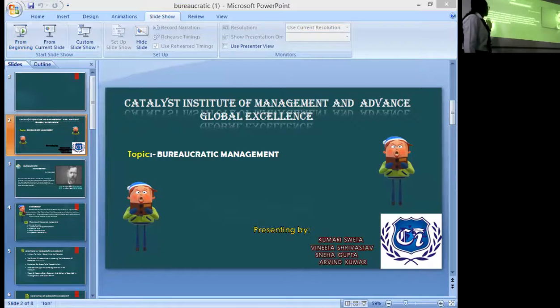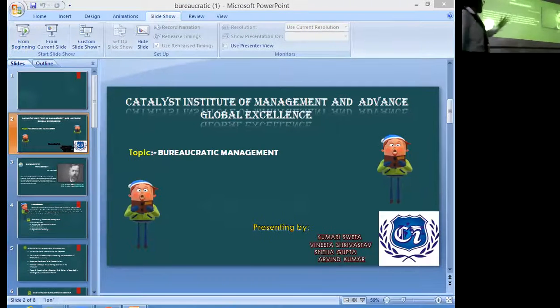As you know, his full name is Maximilian Karl Emil Weber. He was a German sociologist, historian, jurist. Here, jurist means a person who is expert in law. And he was a political economist, regarded as among the most important theorists of the development of modern society. And his ideas influenced social theory and research.